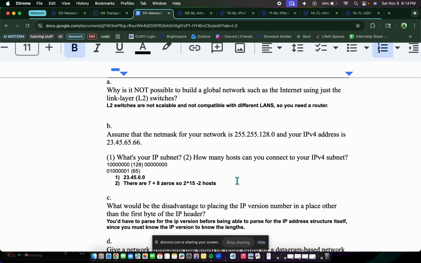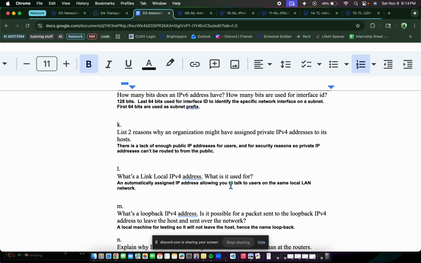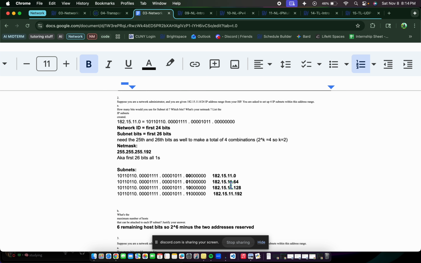And then the number of hosts is 2 to the k, where k is the number of zeros, minus the 2 because the 2 are reserved, like the broadcast and this is all zeros, those 2 are reserved, right? You got it. And then the number of subnets is just 2 to the k, but no minus 2. Exactly. Yeah, I think I have the formula somewhere around here.